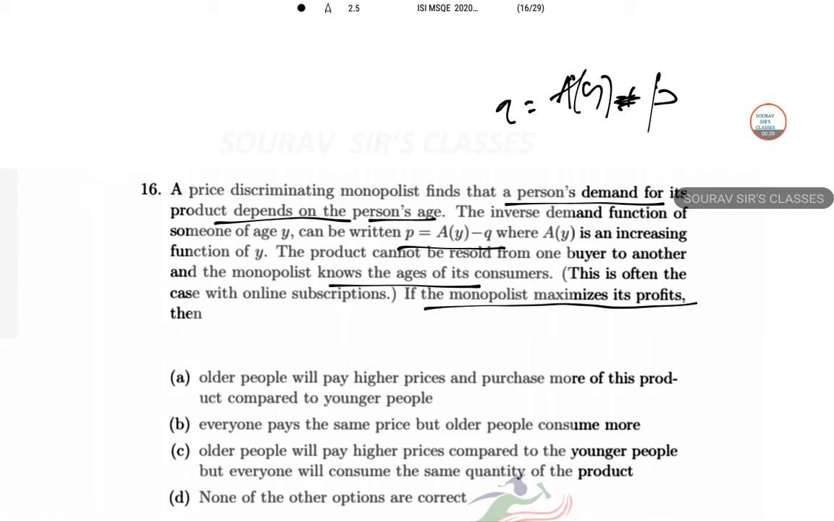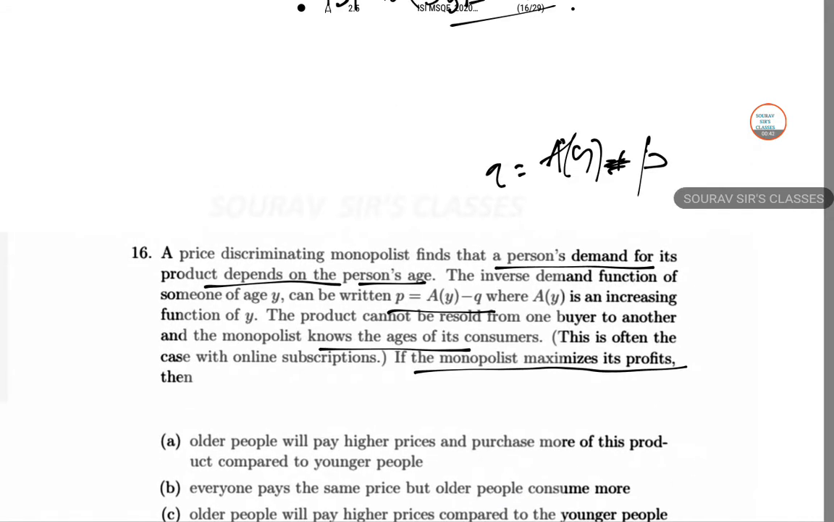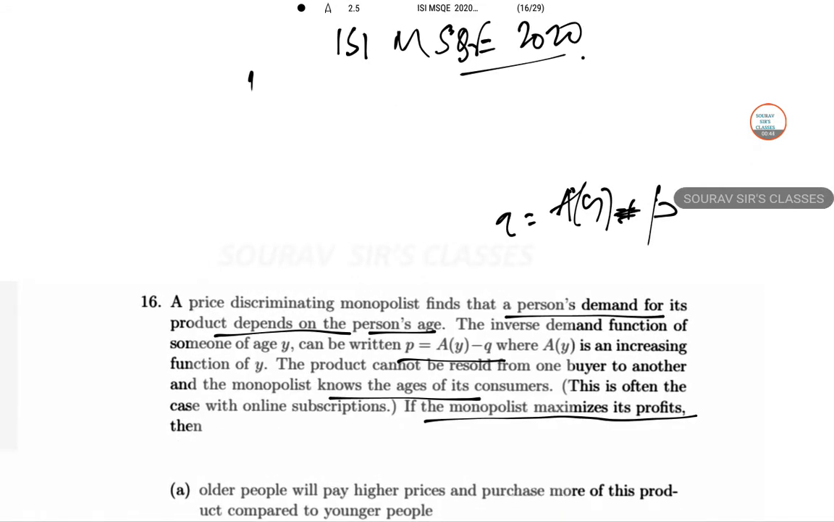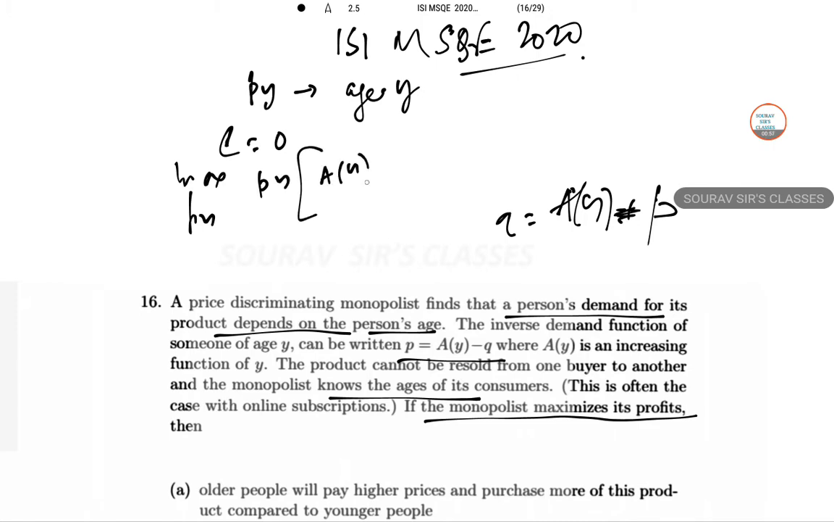So if the monopolist maximizes profit, then what is he going to do? Let P(Y) equal the price for the age equal to Y. Assuming cost equal to 0, the monopolist's problem will be to maximize P(Y) times quantity, so A(Y) minus P(Y). Maximizing subject to this gives P(Y) equal to A(Y) by 2.